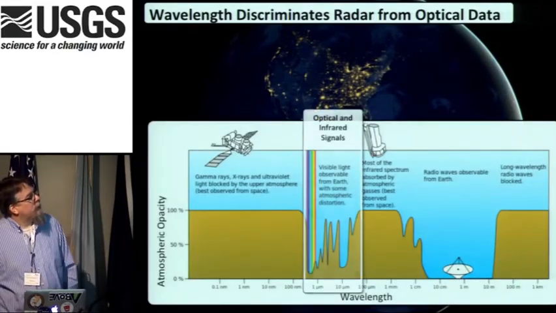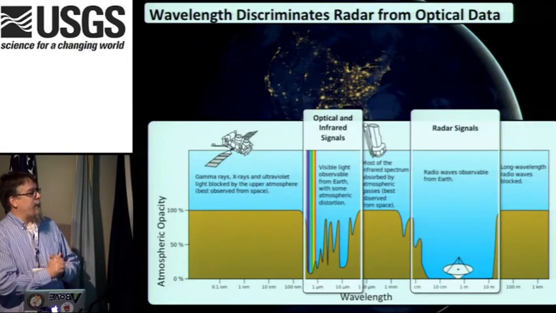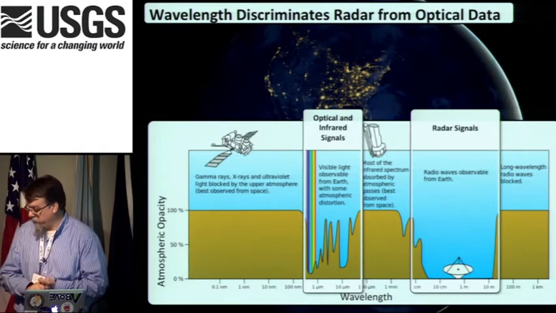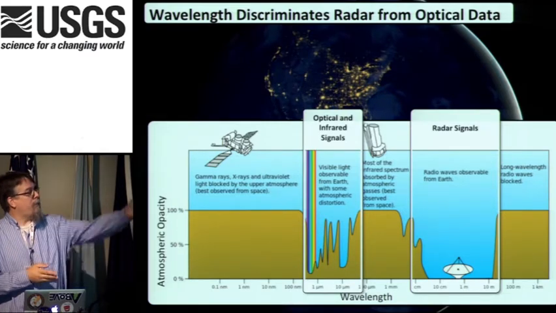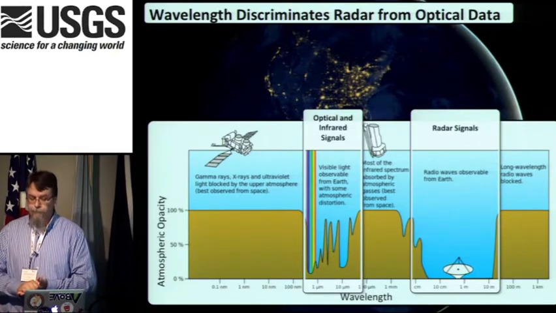So I didn't know if I needed to go through this or not, but I thought I'd quickly do a little bit about radar. What we've been seeing for the past couple of days is down here in the optical and infrared part of the spectrum and part of the atmosphere. We operate in the centimeter, the millimeter to centimeter wave range.